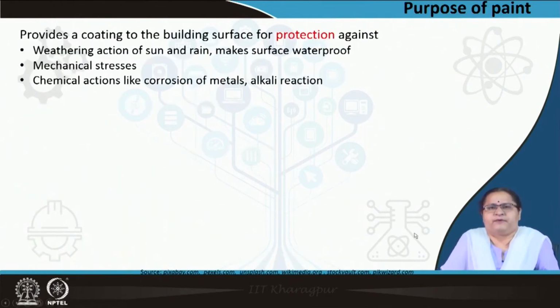So, what is the purpose of putting the paint? As I told you, one was hiding the surface imperfection. But what are the other major purposes? It provides a coating to the building surface for protection against weathering action. Who are the enemies? Sun, the ultraviolet rays, the rain. So, you need an impervious layer.